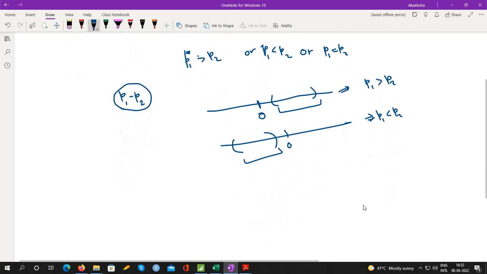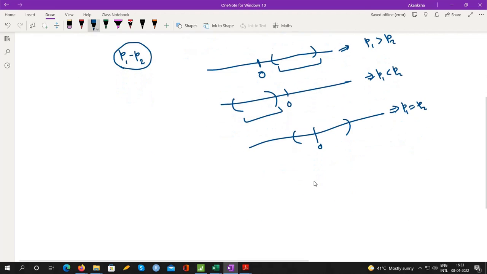And the third case is where 0 is included in the interval. If the interval is like this, then we will conclude that P1 is equal to P2, that is, the infection rate is the same for adults as well as children. So this is one example where we need a confidence interval for difference between proportions.